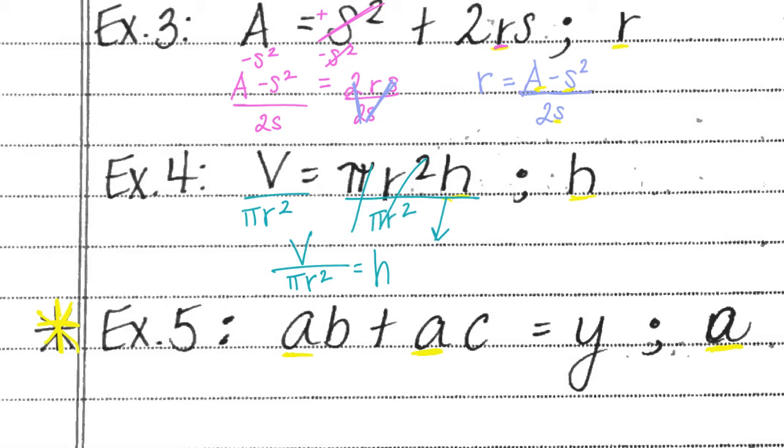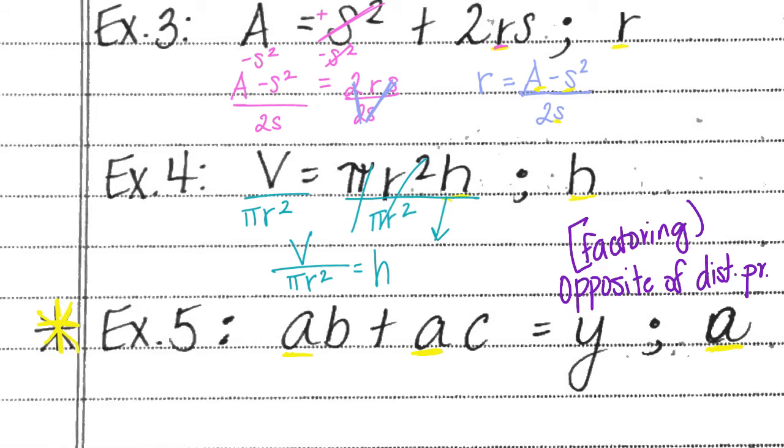So we have to do what we call the opposite of the distributive property. And I believe we've talked about this enough, but you guys know that this is also called factoring. So I am going to take these A's out and make them 1. And notice what I have left over is B plus C, and that's all equal to Y.